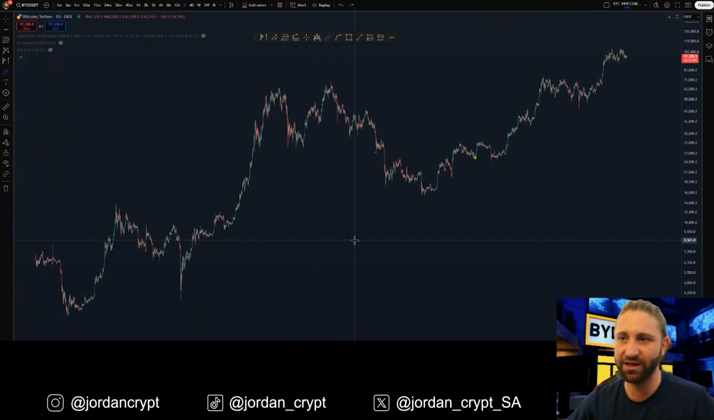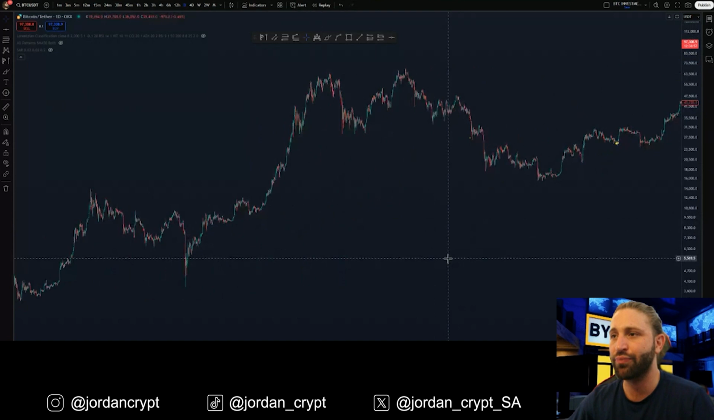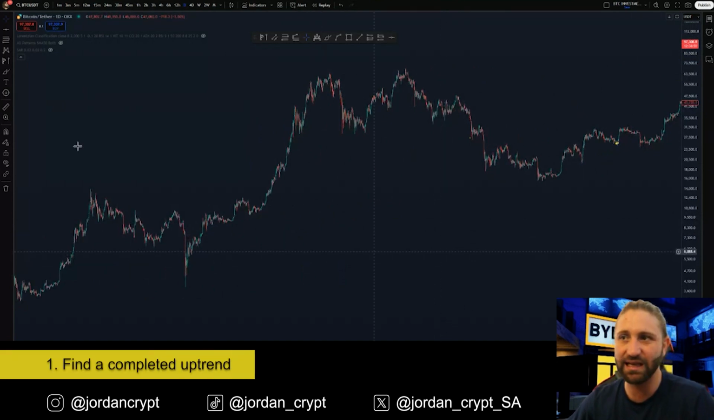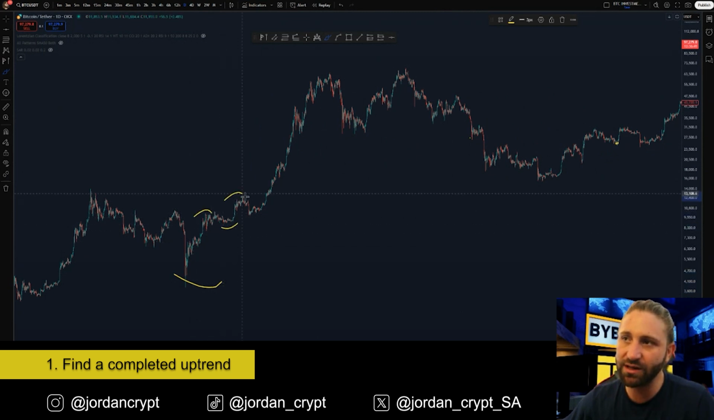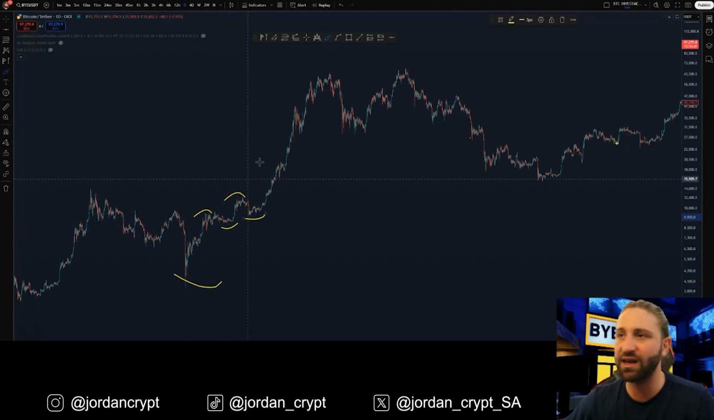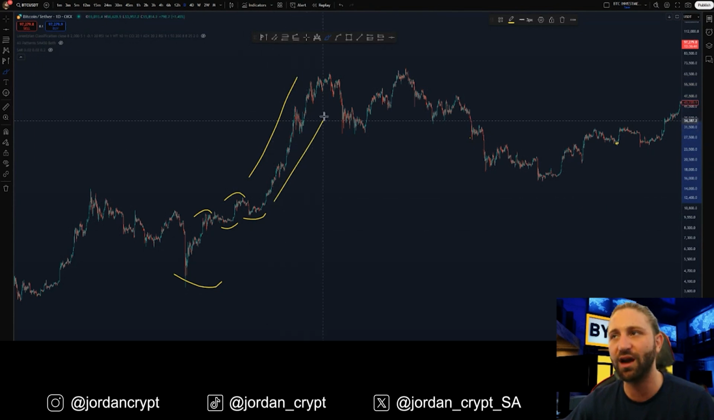We need to understand market structure, which is why this is actually a larger tutorial. But market structure is very simply higher highs and higher lows. That is an uptrend, right? We can see here is a low, here is a high, here is a higher low, here is a higher high, higher low, and then we just get higher highs with all of the higher lows.